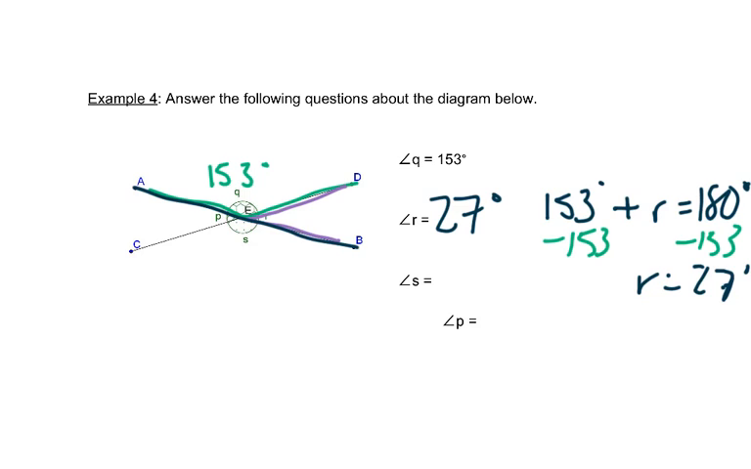So now we can use vertical angles to find the others very quickly. Q is across from S, so we know they have to have the same measure. And R and P are across from each other, so we know those have to have the same measure.